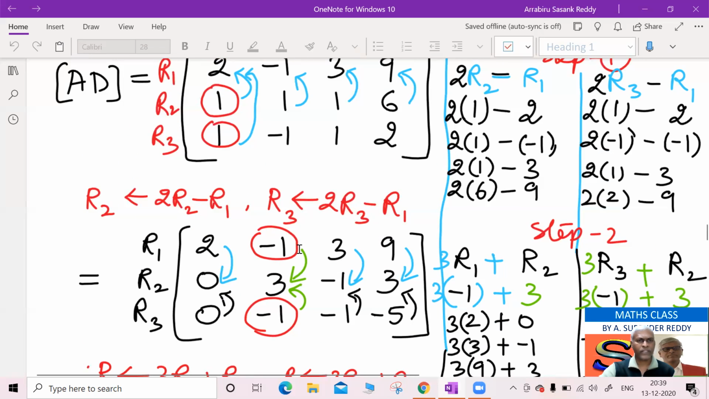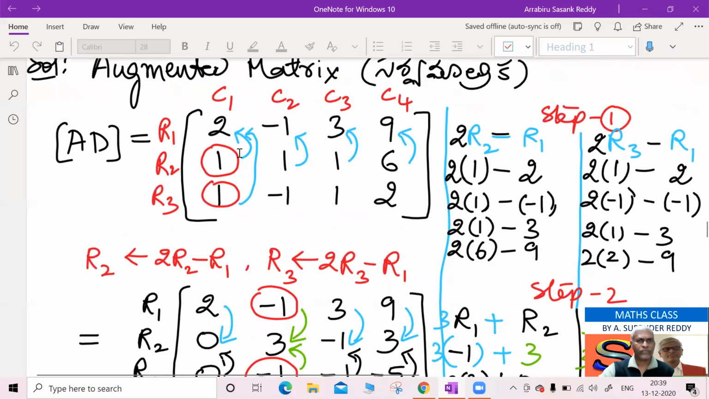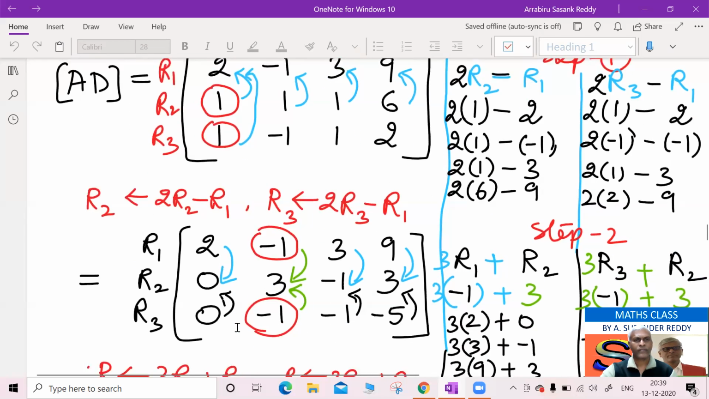So this is first step. In the first step, we have to convert the second and third elements in the first column to zeros. For each element, we need to prepare a row transformation formula. So in step 1, R2 and R3 in C1 become 0.